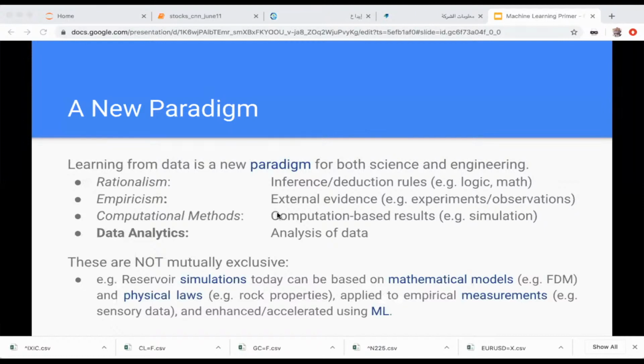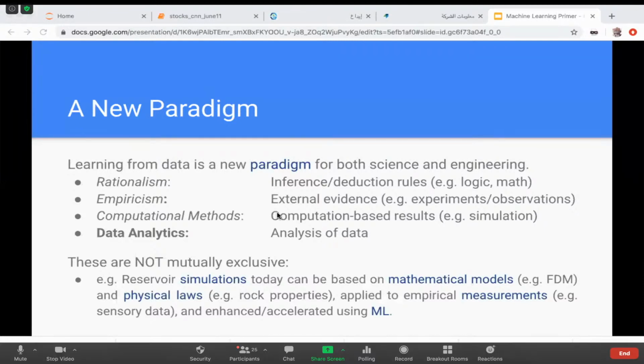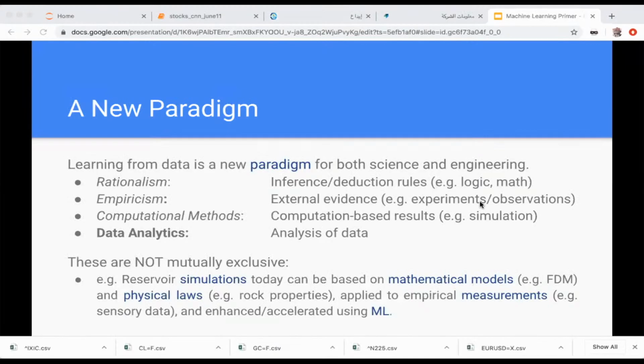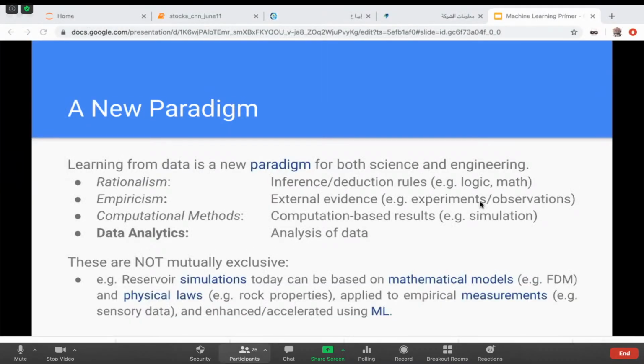Until a few decades ago, if you were confronted with a scientific or engineering challenge, we would tend to tackle it using one of three paradigms. The first paradigm or approach is rationalism, which answers questions by reasoning theoretically, such as using mathematics or logic. For example, if you want to know the relationship between certain geometrical shapes, you can derive theorems analytically.